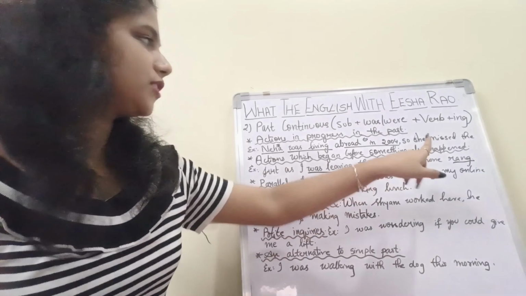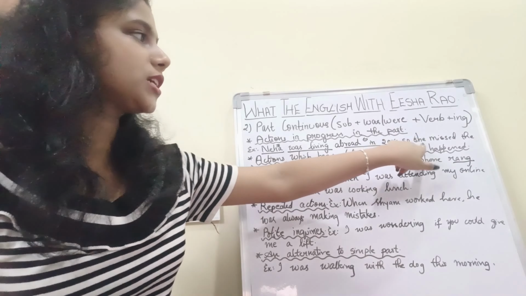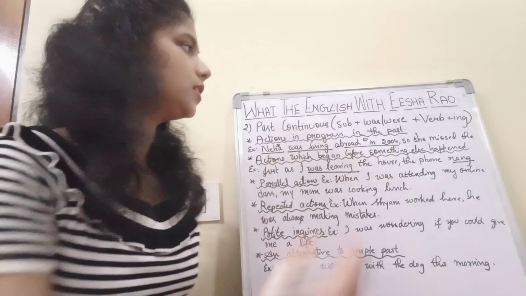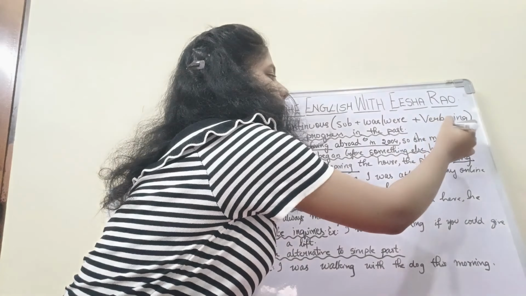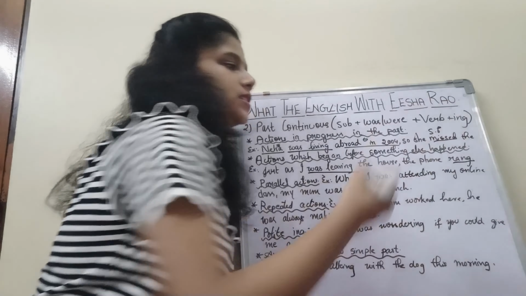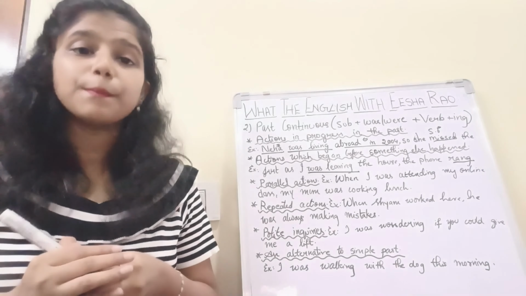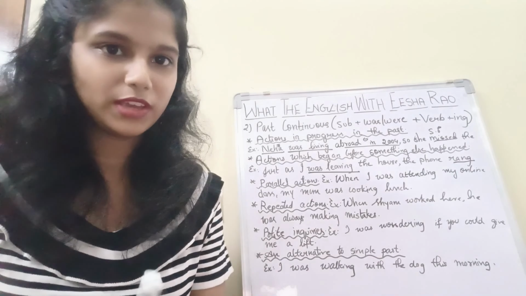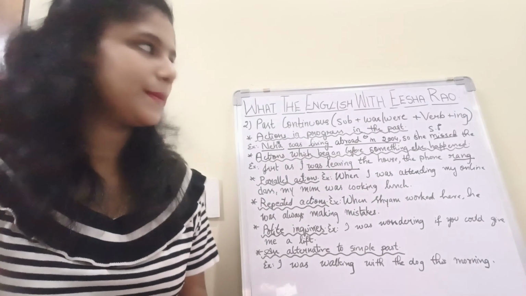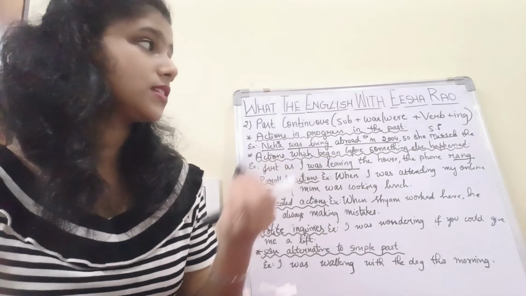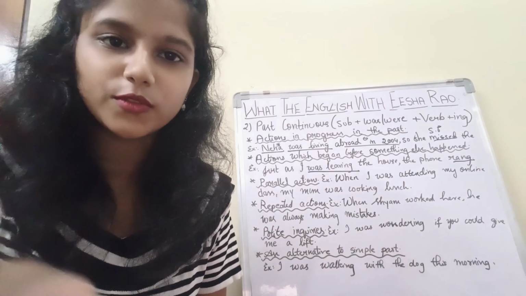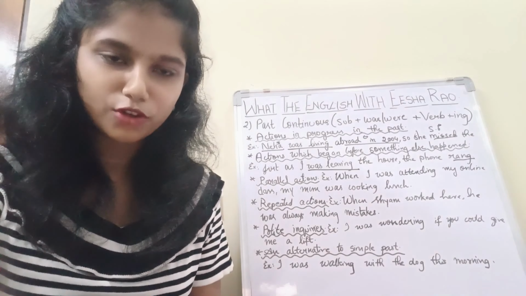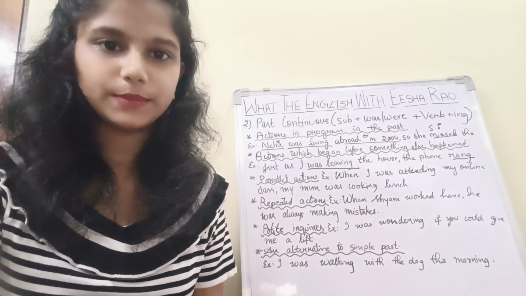Again, after the comma, so she missed the elections. Here missed will be the simple past tense. As I told you, simple past tense. What's the formula of simple past tense? Subject plus V2 form of the verb. Miss is the V1 form and V2 form will be missed.